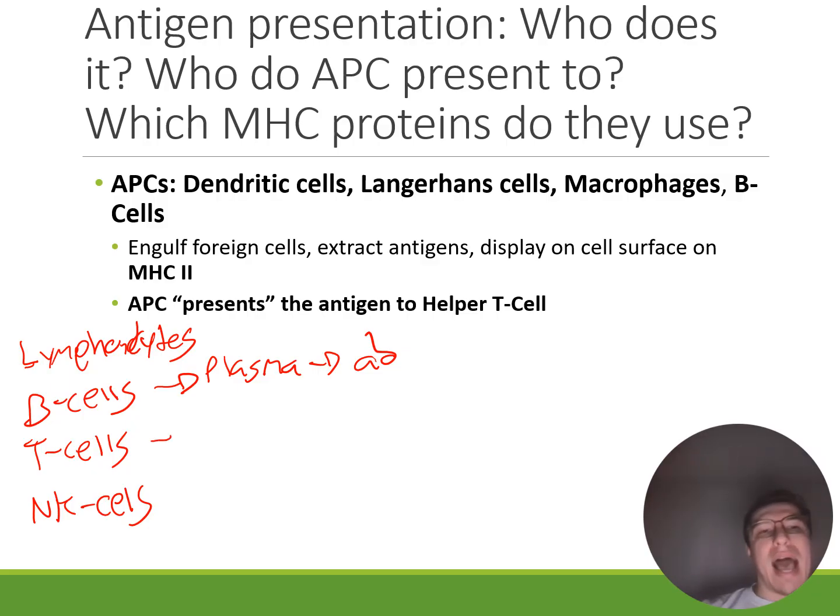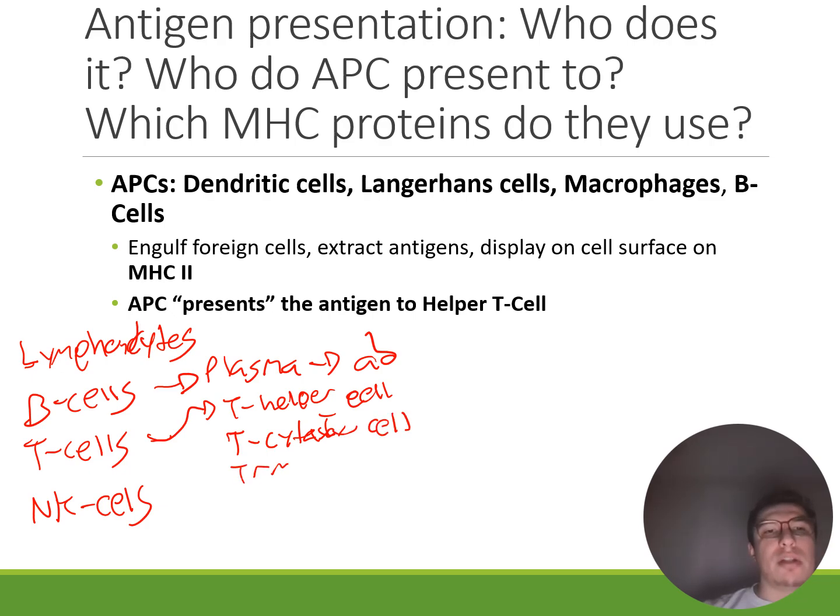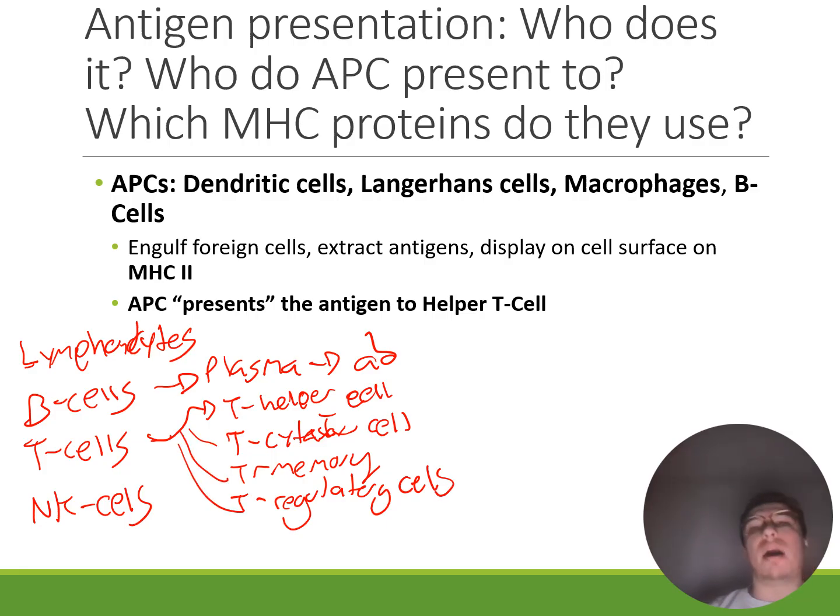T cells have different types. We have a T helper cell, a T cytotoxic cell, T memory cells, and T regulatory cells. So remember, we have about four types of T cells amongst many others, but overall, these are some of the major players. The helper T cell, as we saw before, is the one that is presented the antigen so that it can then activate B cells.